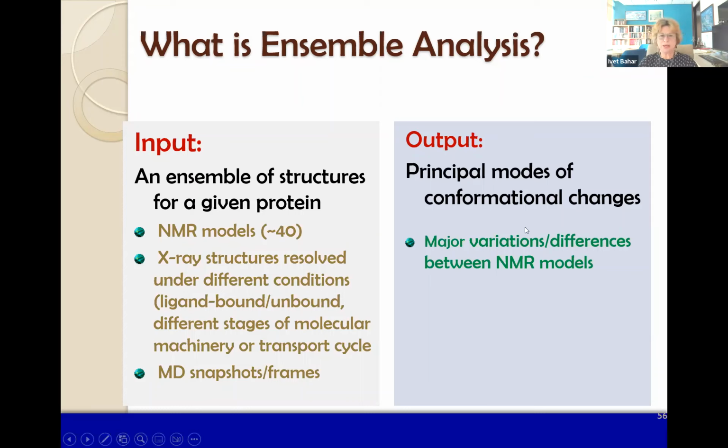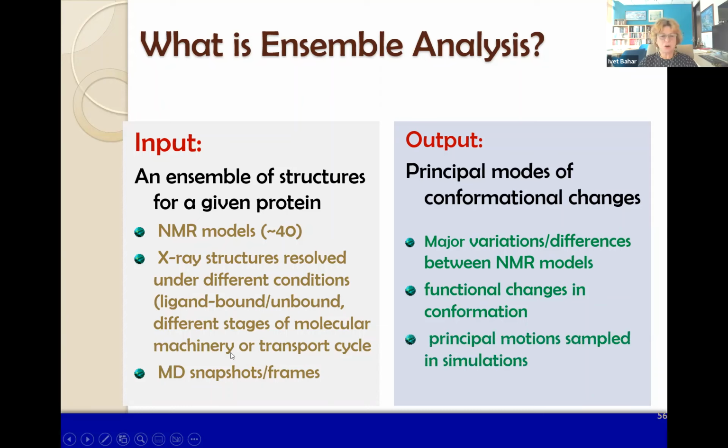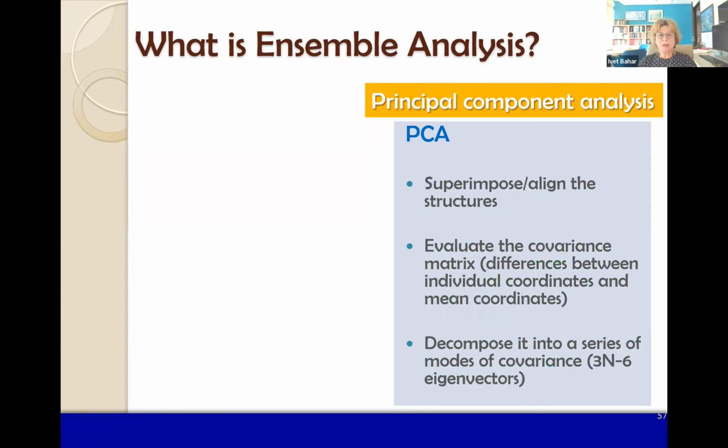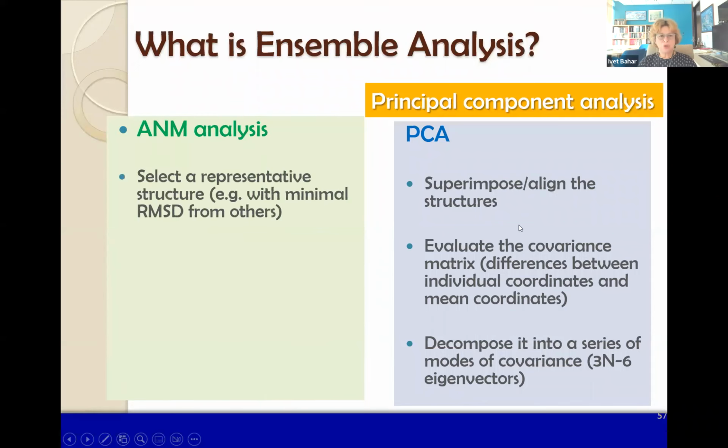Okay, so you look at the major variations between NMR models, or the functional changes in conformation, or the principal motion sampled in simulations for those three cases. So in the ensemble analysis, you just use experimental data to obtain information on principal conformational changes. But then you compare these principal changes with those from ANM analysis.